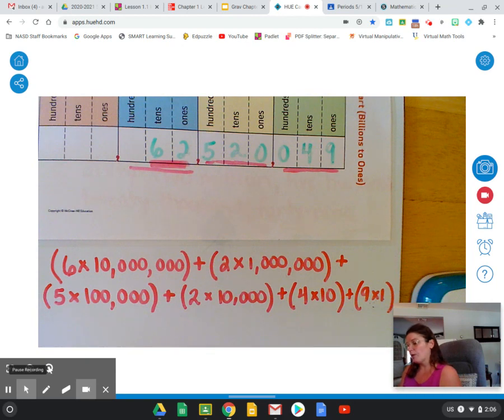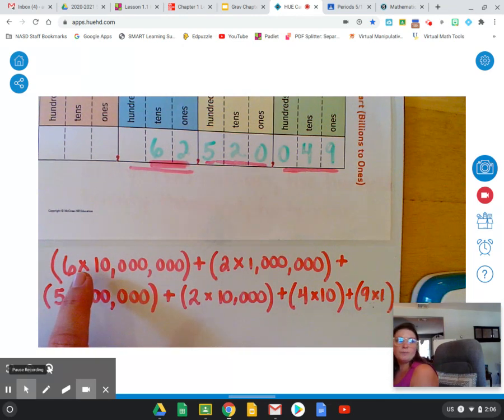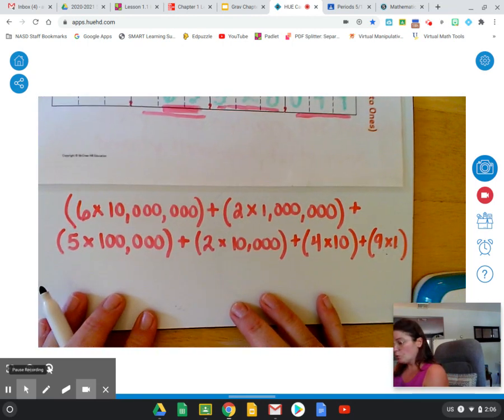Now in 4th grade, what you learned how to do when you expanded was you took out this multiplication and parentheses and you wrote it as if it was already multiplied. So the 4th grade version would have looked like this.